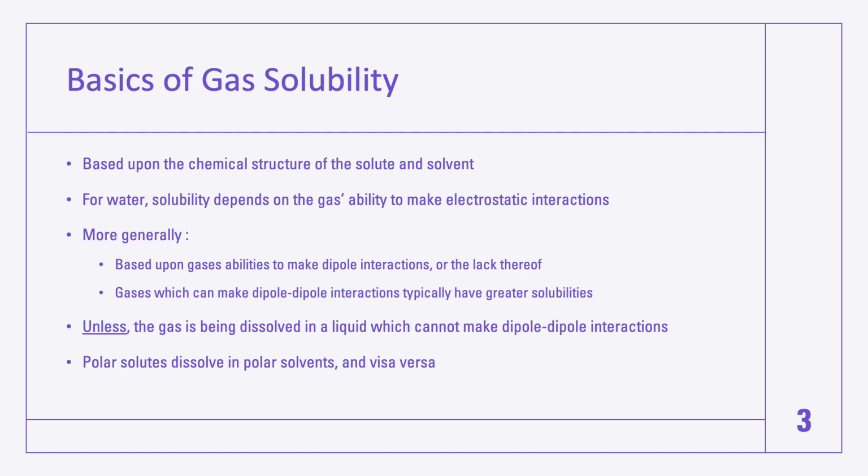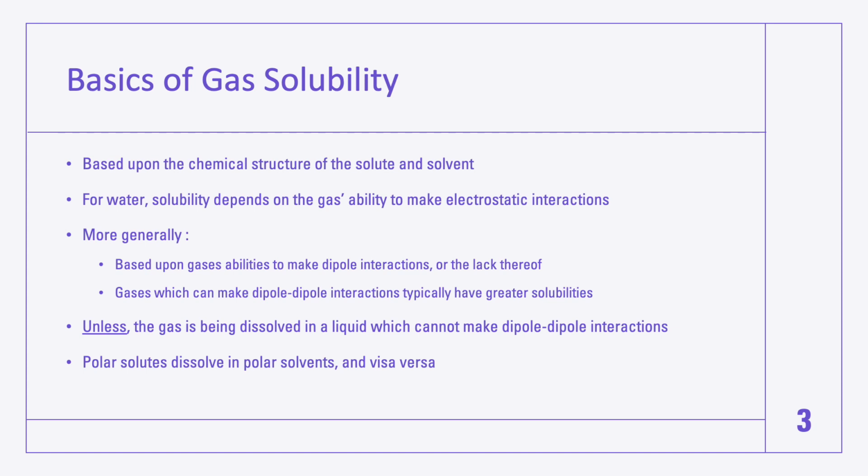Gas solubility is based upon the chemical structure of the solute and the solvent in solution. Since water is going to be our solvent here, the solubility of the gas is going to depend on the gas's ability to make electrostatic interactions with the water molecules. More generally, gas solubility is based upon a gas's ability to make dipole interactions, or its lack thereof. Gases which can make dipole-dipole interactions are typically going to have greater solubilities than the gases that can't.